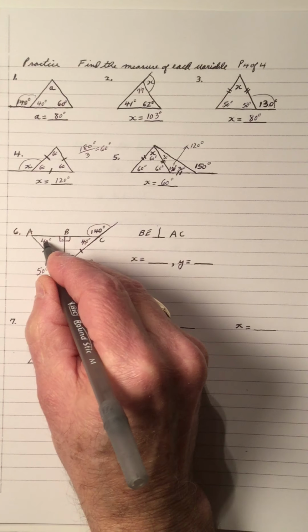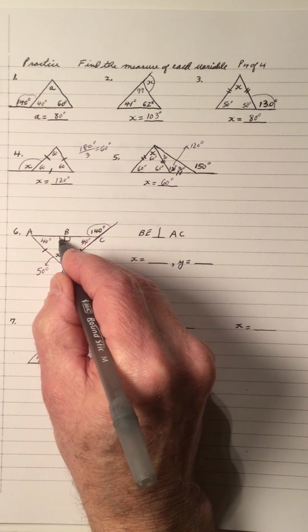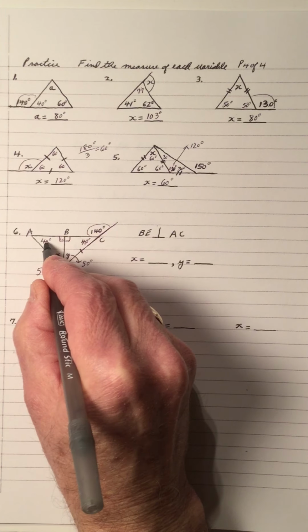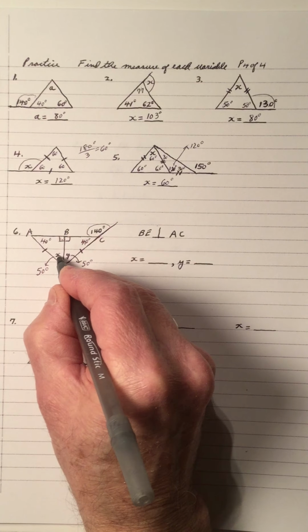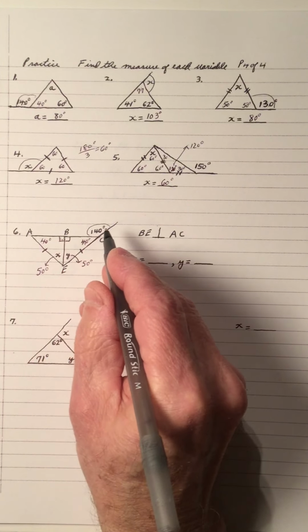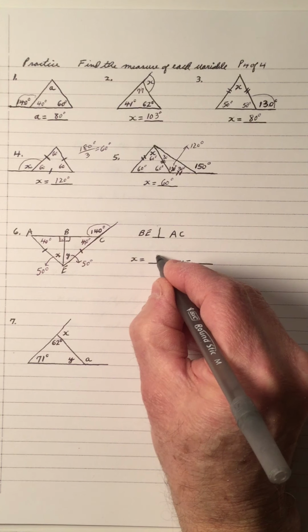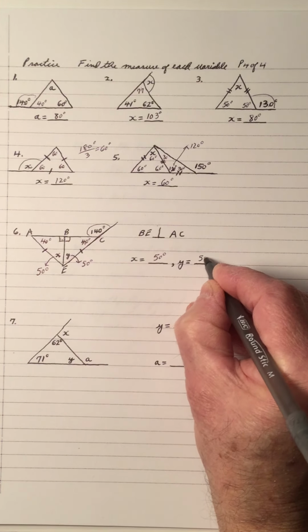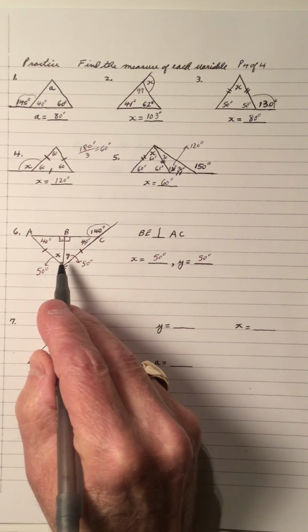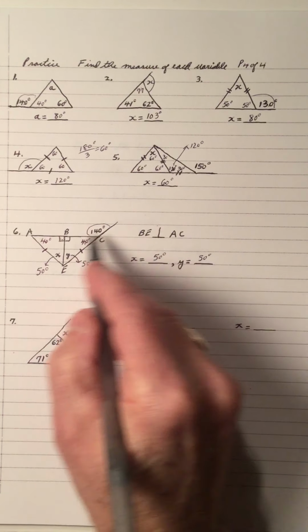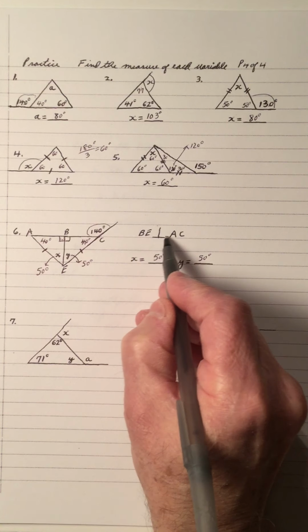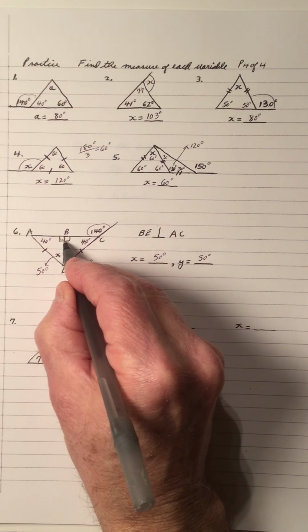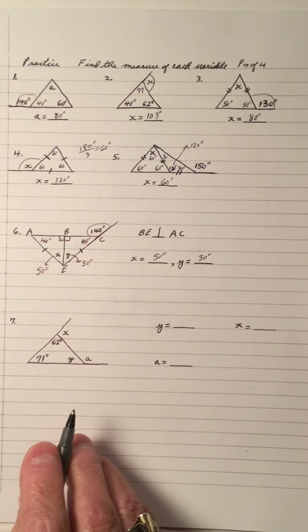Because if that's a 90, these two add up to 90. Or that's a 90 and 40 is 130. 130 add on 50 makes 180. So x is 50 and y is 50. So when you're doing a diagram, make sure you write down all the information. Notice that this is on the side here. So you had to put that right angle in here to start off the problem.